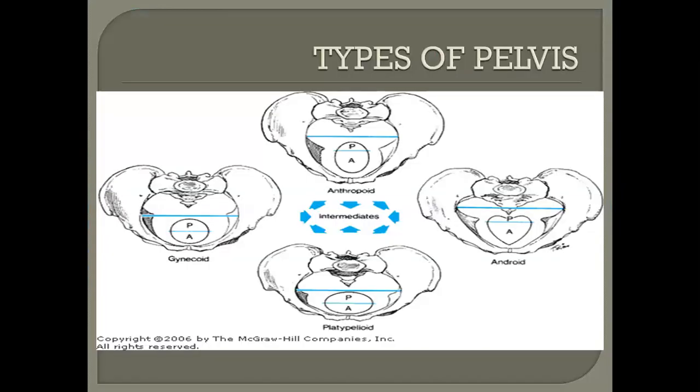First, we know that there are different varieties of pelvis. One is gynecoid, known as the female pelvis, and another is the android pelvis, known as the male pelvis, and two other varieties are anthropoid and platypelloid. So gynecoid is the female pelvis, whereas android is the male pelvis, and the other two are anthropoid and platypelloid.